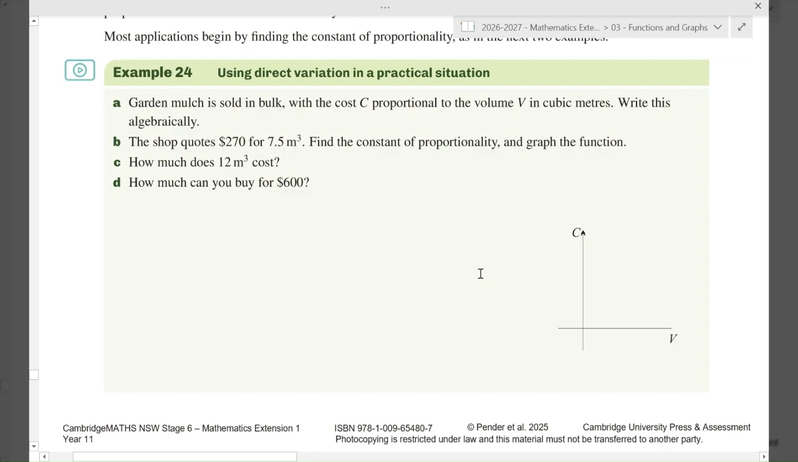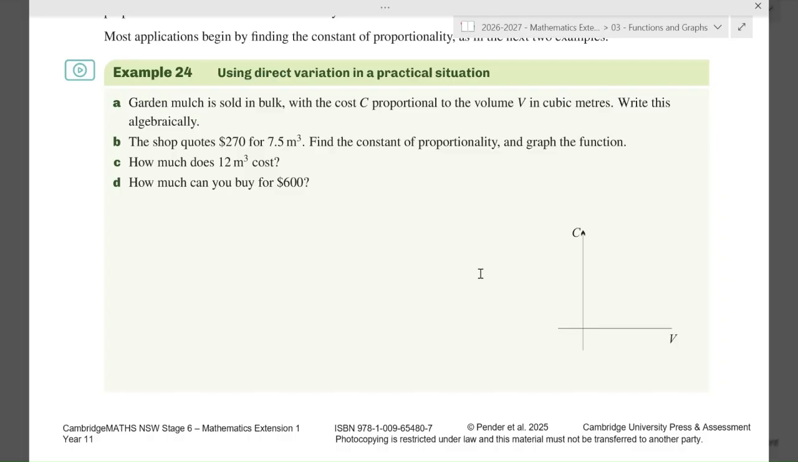All right, example 24, we're doing direct variation in a practical situation. Most of the times when you're doing these direct variation, inverse variation, there will be a practical aspect to it. It's much more logical to give it a go like that. It just makes some sort of sense.